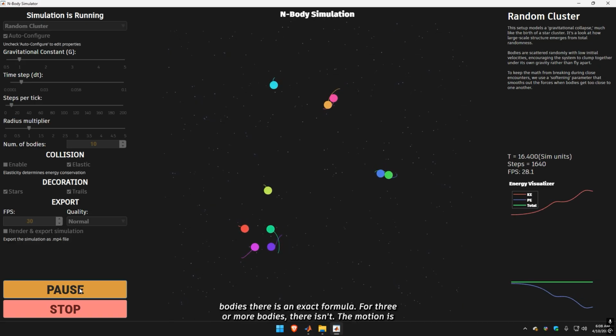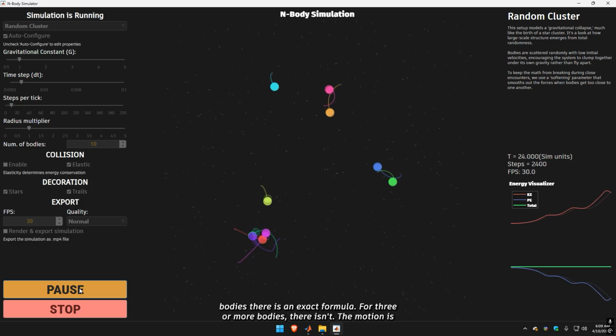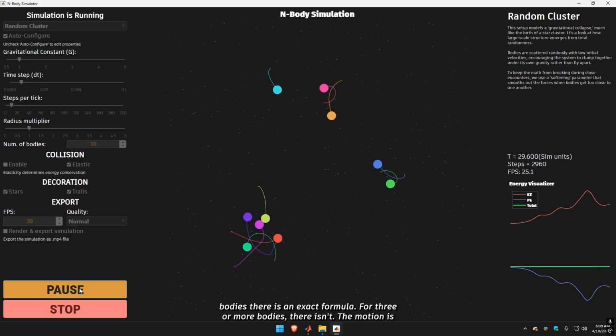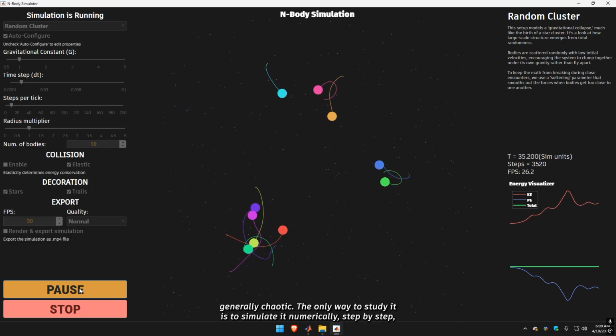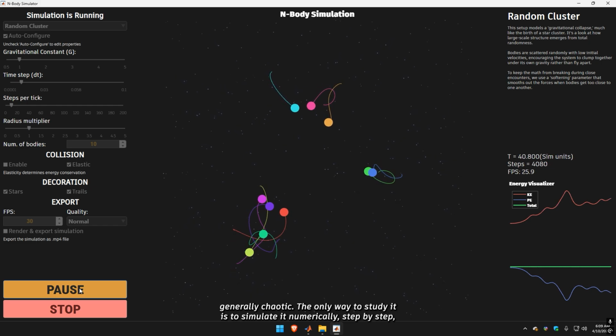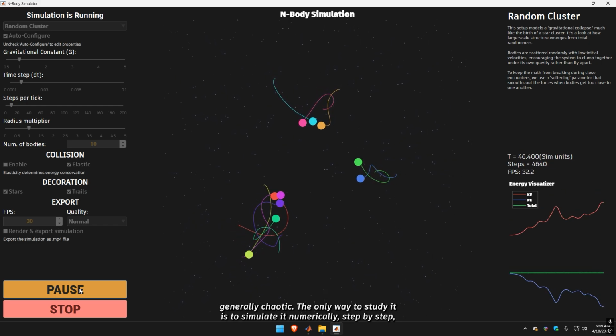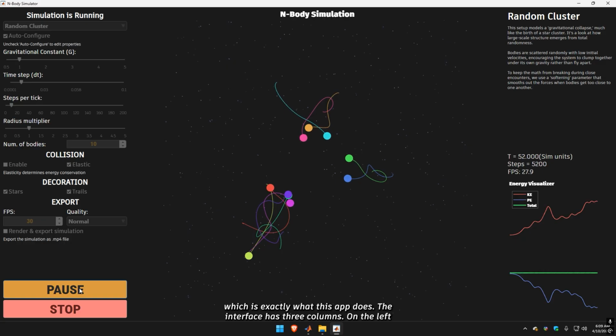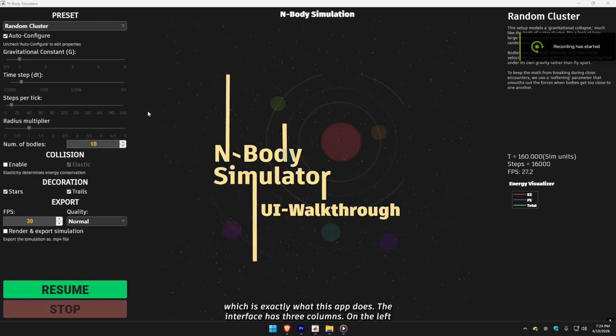For two bodies, there is an exact formula. For three or more bodies, there isn't. The motion is generally chaotic. The only way to study it is to simulate it numerically, step by step, which is exactly what this app does. The interface has three columns.